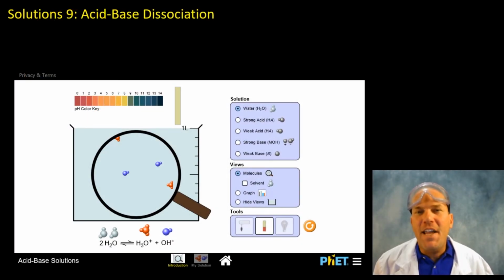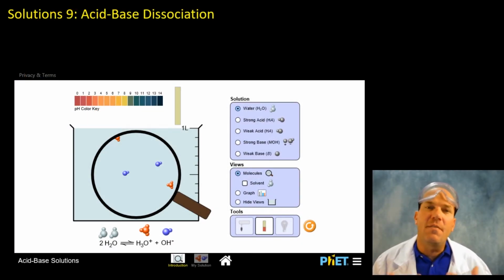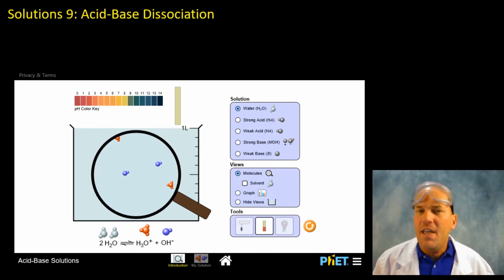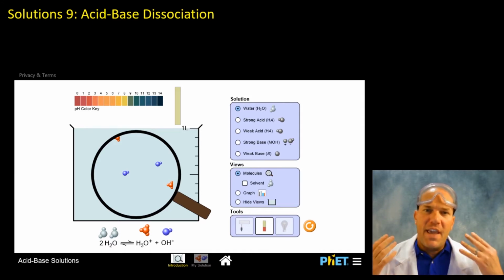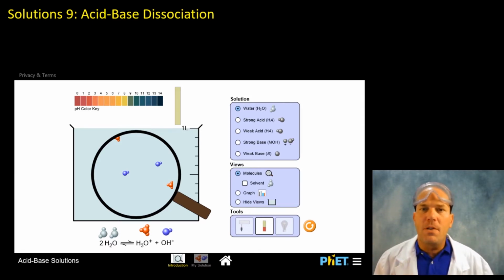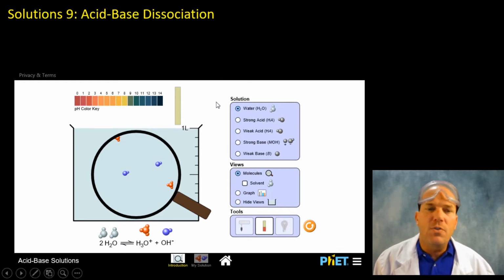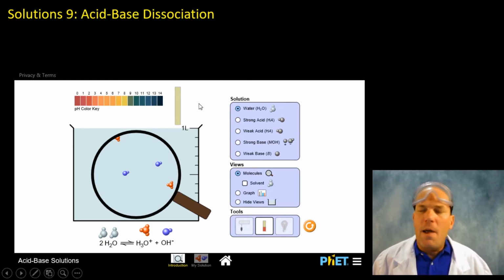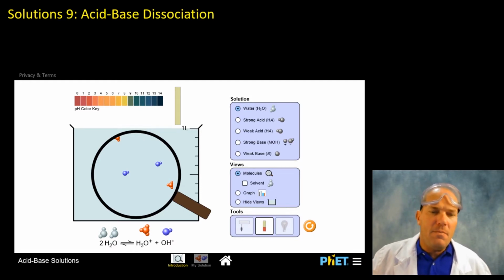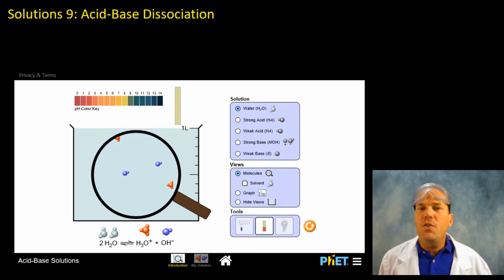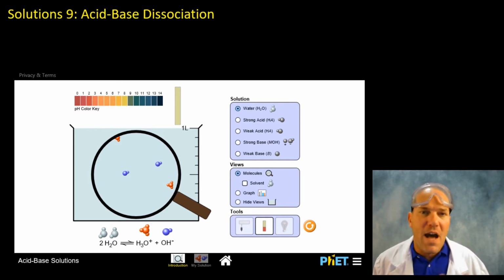In Solutions 9, we're going to continue our discussion of acid-base dissociation and specifically define strong acids and strong bases and compare those to weak acids and weak bases. Here I have a solution of water. I want you to look at the bottom beneath the beaker and look at the equation represented here. We have water molecules dissociating into hydronium and hydroxide molecules.